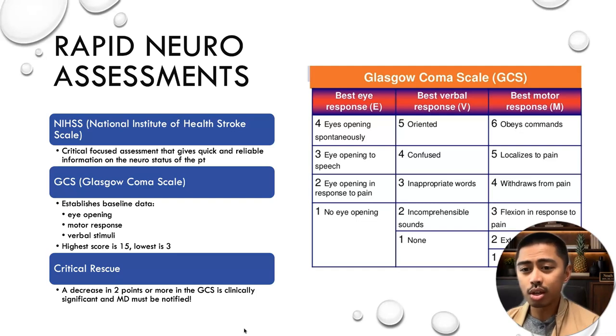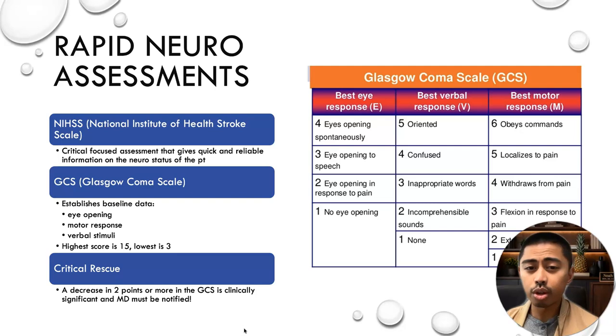So for the GCS, or Glasgow Coma Scale, this is going to be used on pretty much anybody with any kind of neurological deficit. So this focuses on eye opening, motor response, and verbal stimuli. The highest score you can get is 15, lowest score you can get is 3. Now just remember that 8 and below usually indicates severe brain damage and it might need intubation. So these are your high priority patients and you need to do something quick about it.